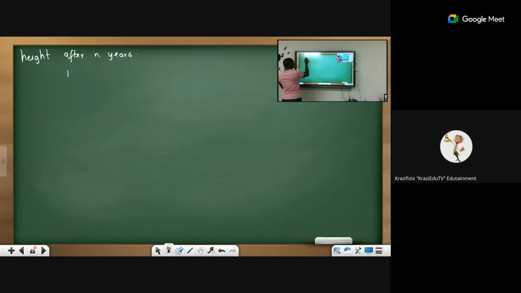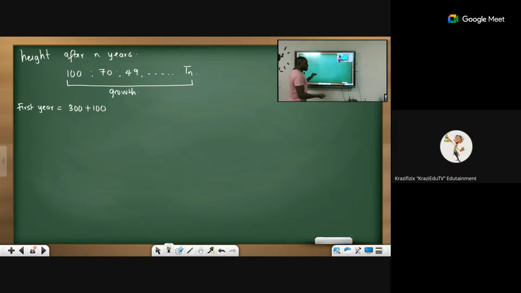So we have, this is the growth, 49 and T_n. But these just represent what? Growth, not the height. We bought the tree at 300. So look at this. For the first year, what's going to be the height of the tree? It is 300 plus 100. Does that make sense? The original height was 300. It grew by 100. So it's now 400.